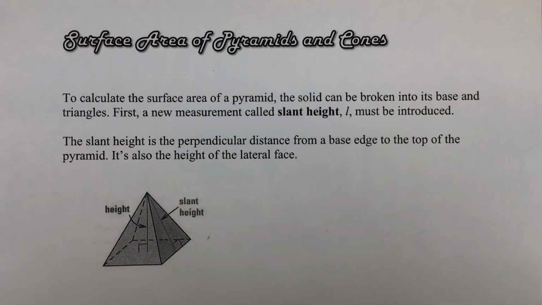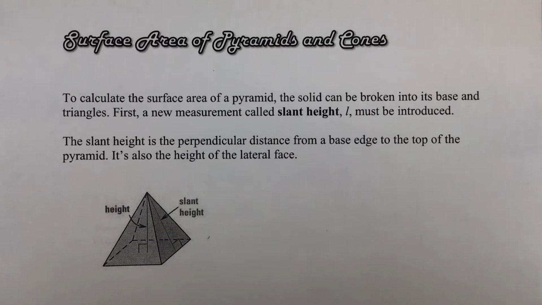The surface area of pyramids and cones. Like with the prisms and the cylinders, polyhedra need to be broken into all their individual faces, and those areas need to be added together. But the solids that are not polyhedra, such as cones, we do have formulas for them.